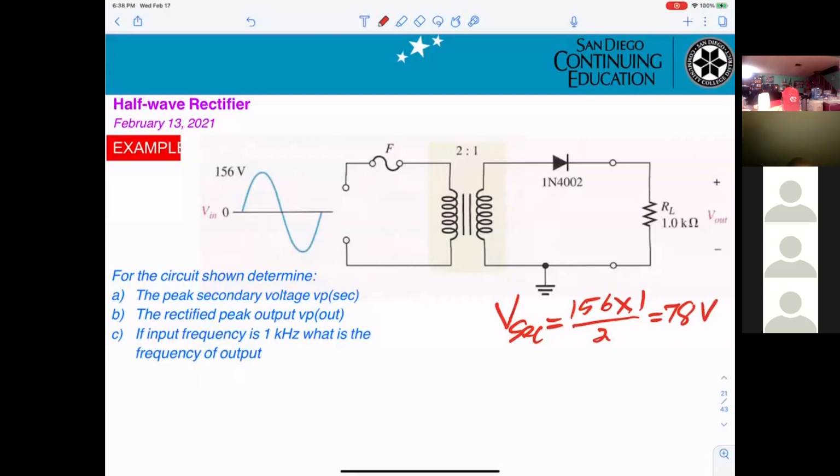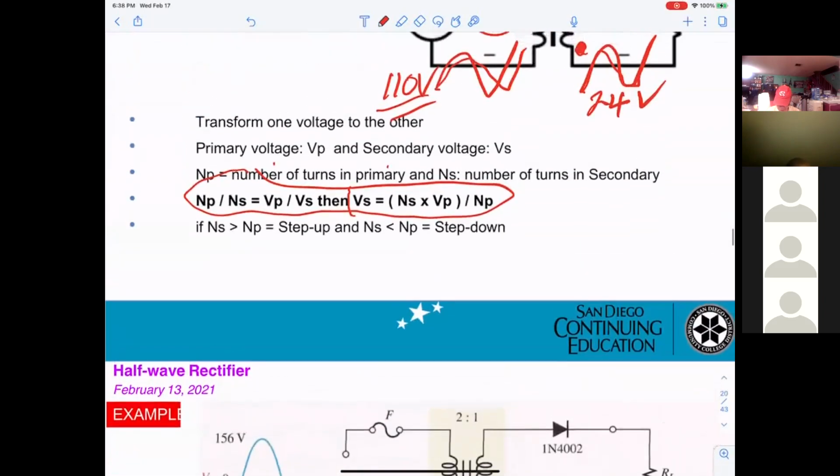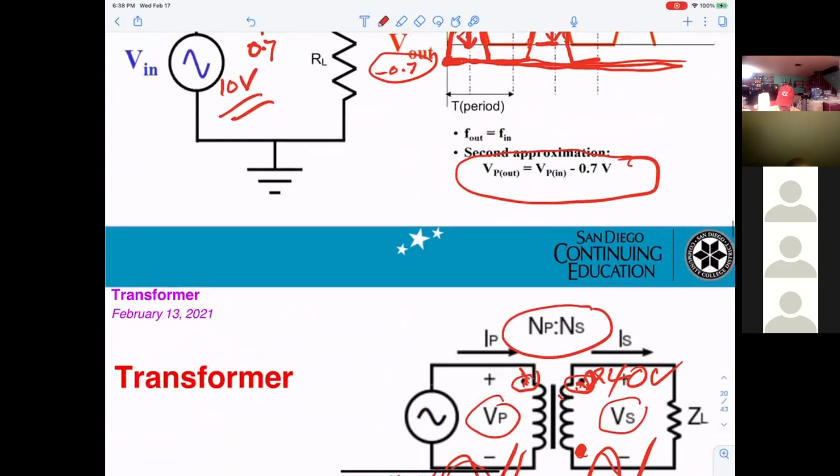Okay, what's the rectified peak output? They want VP secondary. That's V out. V out peak: 77.3. Yeah, let's see, V peak out: 78 minus 0.7, that is 77.3. That's correct. 78 volt minus 0.7. If you don't know, you can see here, we give you the formula right here.